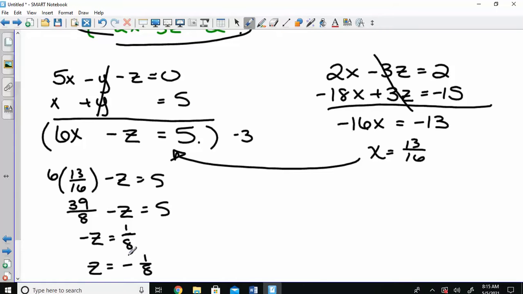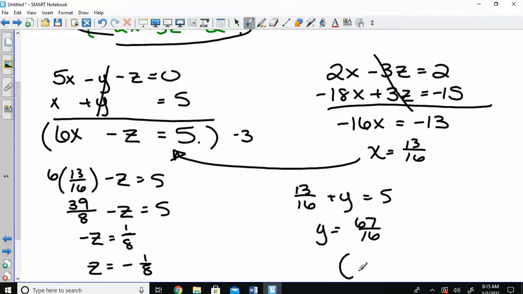Now I have x and z, so we have to plug it in somewhere to find y. Let's just do the x plus y equals 5. So x, 13 over 16, plus y equals 5. Subtract that over, and you get 67 over 16.